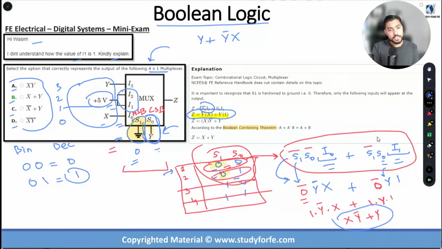So there's a Boolean identity, which is not given in the reference handbook, but it is very commonly used in terms of minimization. In fact, if you are against the wall, this Boolean identity comes to your rescue. It is called the law of disappearing opposite or Boolean combining theorem. There are different names for it. And that identity says that if I have A plus A bar B, this is equal to A plus B.